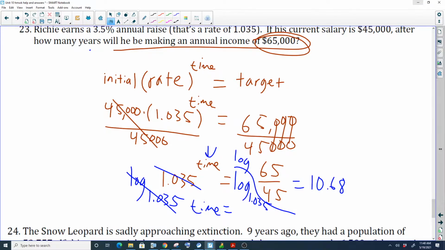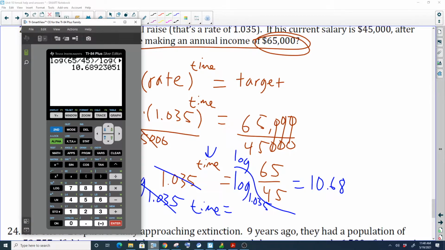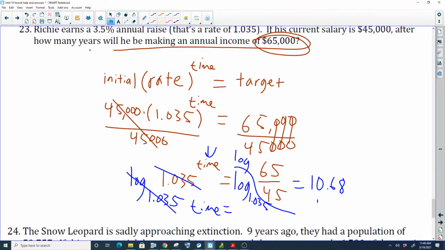So we were just finishing this and how to actually put it all into your calculator. We figured out you'd have to do log of the top divided by log of the bottom. Or you could just do the math button, go to log base, and then put in log base 1.035 and 65 divided by 45. It's the same thing. 10.689. So go ahead and put that into Canvas. That could round up to 10.7, or if we're going to the whole number, it depends. How many years, I mean, not hours, years. So that's how many years.